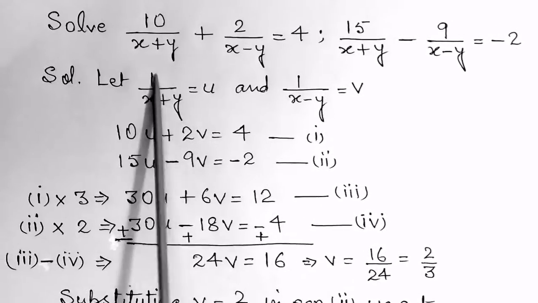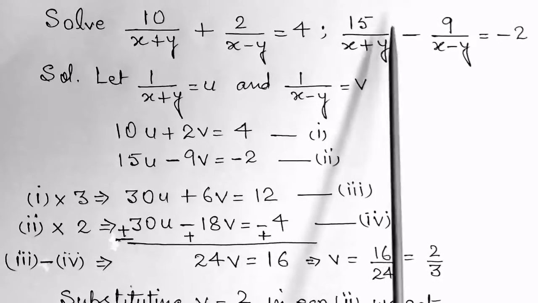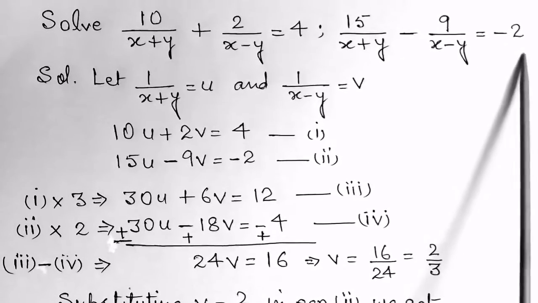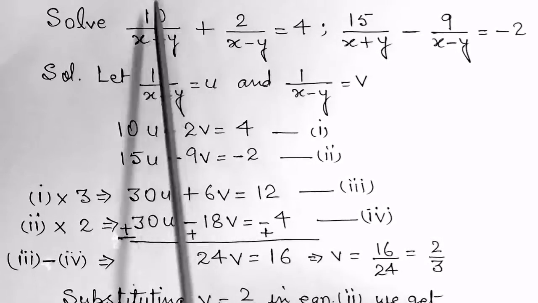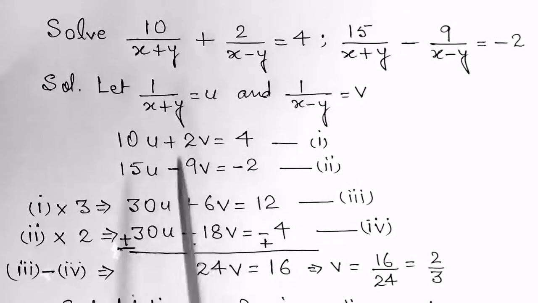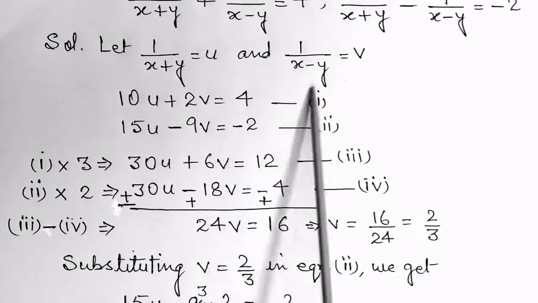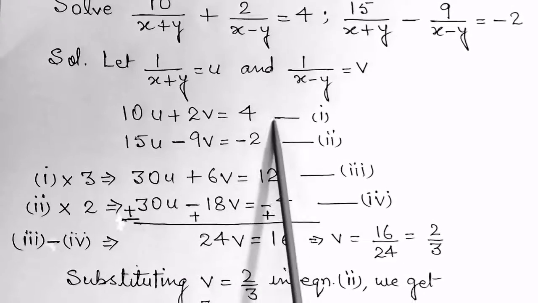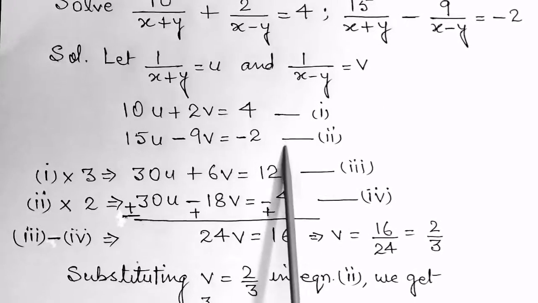Next question is: solve 10 upon x plus y plus 2 upon x minus y is equal to 4. And the second equation is 15 over x plus y minus 9 over x minus y is equal to minus 2. Now, as we had been doing for previous questions, 10 over x plus y can be written as 10 multiplied by 1 over x plus y. Right? So therefore, let 1 over x plus y be equal to u and 1 over x minus y be equal to v. So we have 10u plus 2v is equal to 4, and 15u minus 9v is equal to minus 2. So suppose these are equation 1 and equation 2.